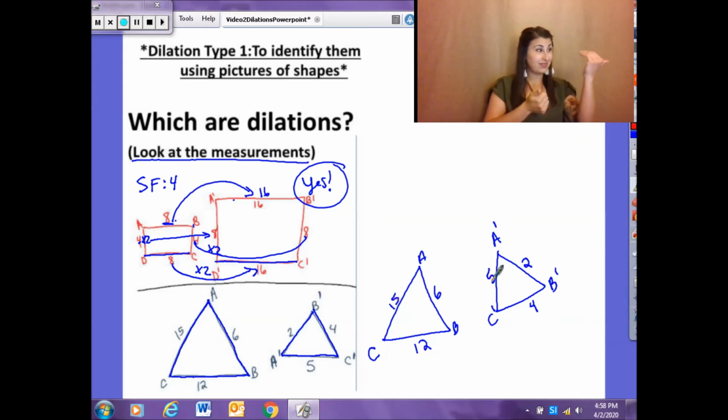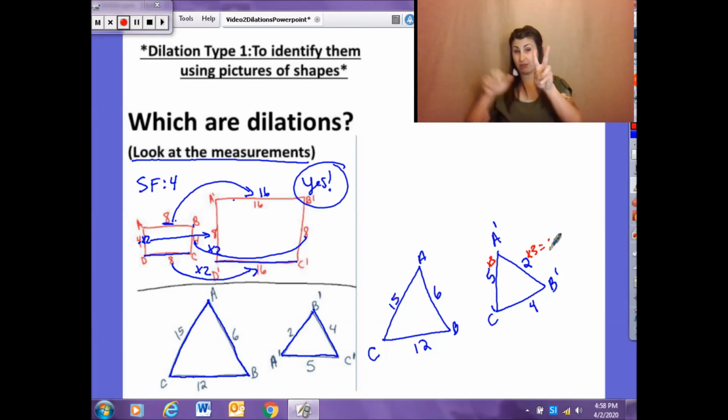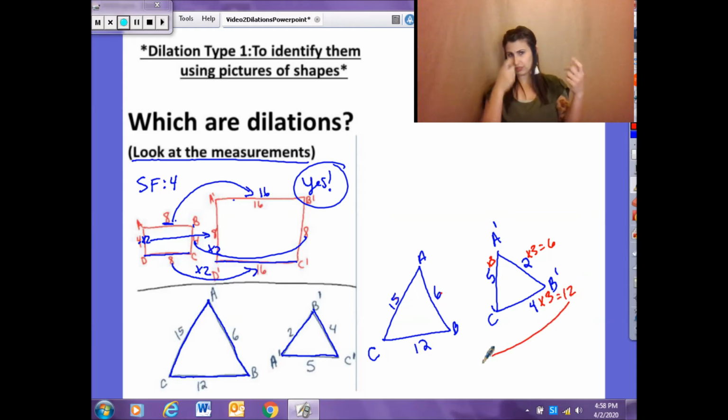How do I get from 15 to 5? Okay, I can divide by 3, but dividing is not my favorite, so maybe I want to go the other way. How do I get from this side to that side? Oh, well, that's times 3. What about this one? Times 3, what does that equal? 6, matches. Times 3, oh, equals 12, it matches. This is also a dilation.